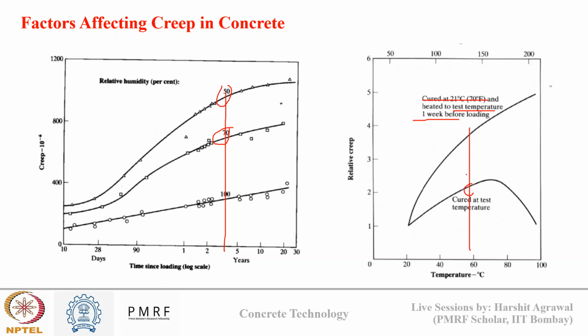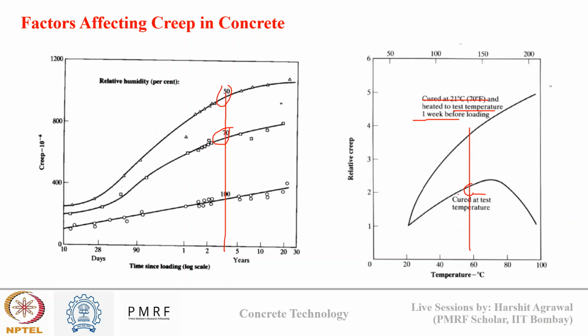Why? Because in the first case, the higher creep is due to drying of moisture, plus the thermal cracking that is due to the incompatibility in the paste and the aggregate. Since I have heated the concrete, it has become dry and there is incompatibility in cement paste and aggregate due to heating, which leads to higher shrinkage.